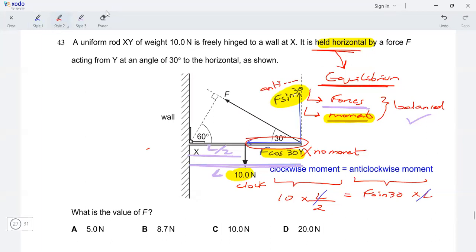So that's it. Let's solve the equation. 10 upon 2 is equal to F sine 30. 10 upon 2 is 5. And 5 divided by sine 30 would give us 10. Yeah, sorry, 10 Newton is our answer. And that's option C.